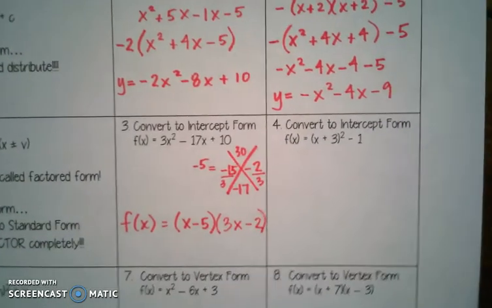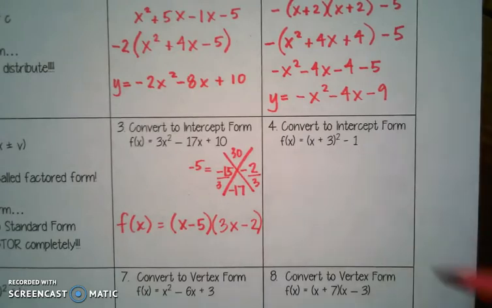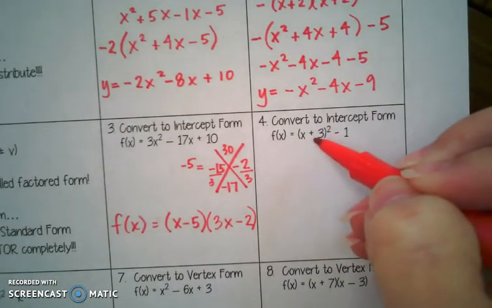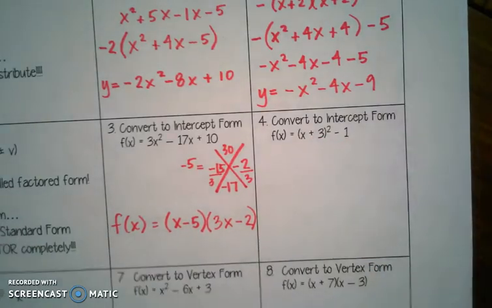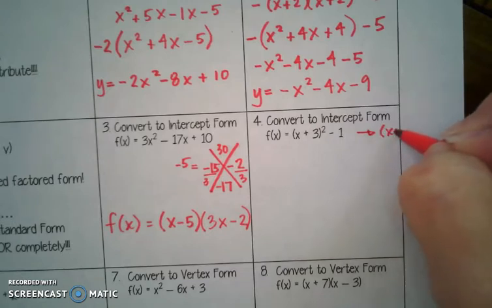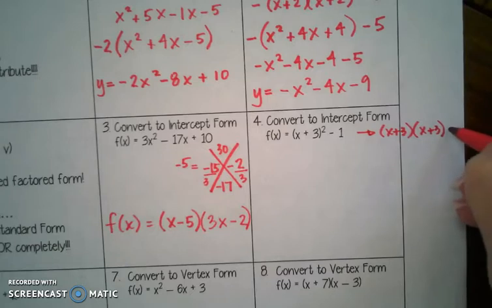Number 4, convert to intercept form. This one is starting at vertex form. So again, first thing we have to do if we want intercept form is we need to get standard form. So first I'm going to FOIL x plus 3 squared, which again means that we need to multiply x plus 3 times x plus 3 and then subtract 1.